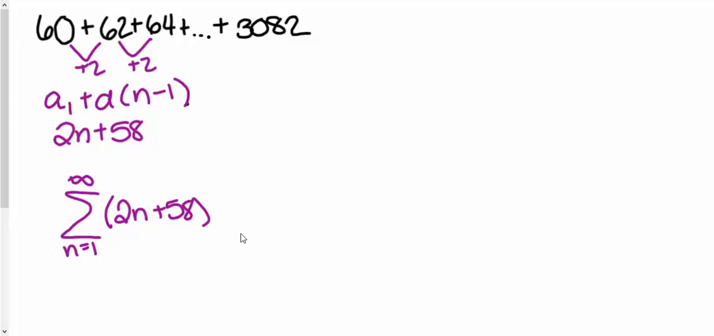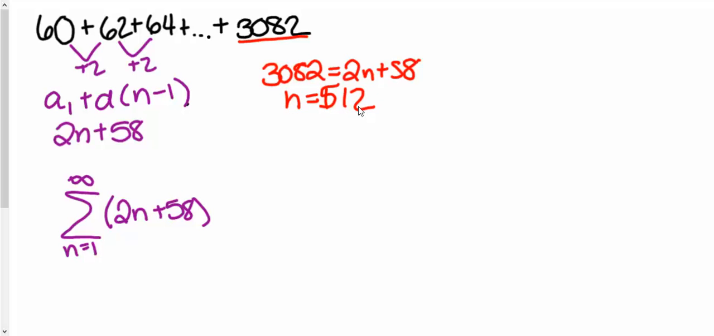Now that is wonderful, but I need to figure out s sub what? I need to figure out how many terms I'm summing. I know that the last term is 3082. So I'm going to take the last term and set it equal to my formula. So 3082 is 2n plus 58. I'm going to go ahead and solve this. 3082 minus 58 and divide by 2. I get n equals 512. So that means that I am finding the sum of the first 512 terms.